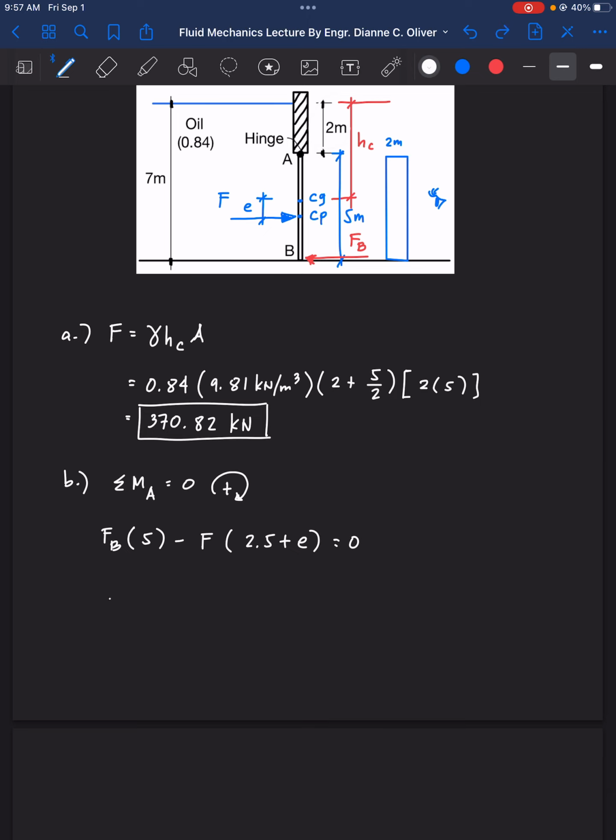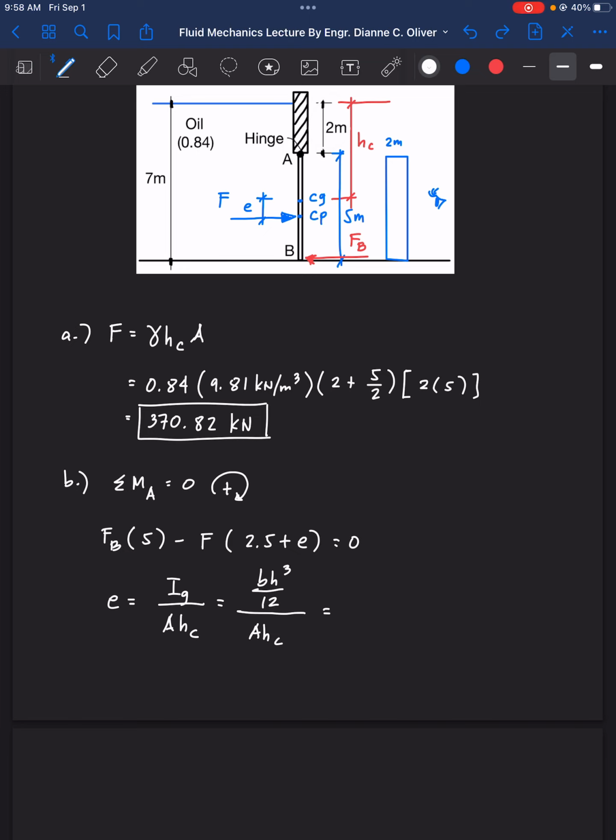For the value of E, we have the formula E is equal to moment of inertia over A HC. So what is the moment of inertia of a rectangle? The moment of inertia of a rectangle is base times height raised to 3 divided by 12, so BH cubed over 12. Then we have the area times HC, because we are dealing with a vertically submerged object.